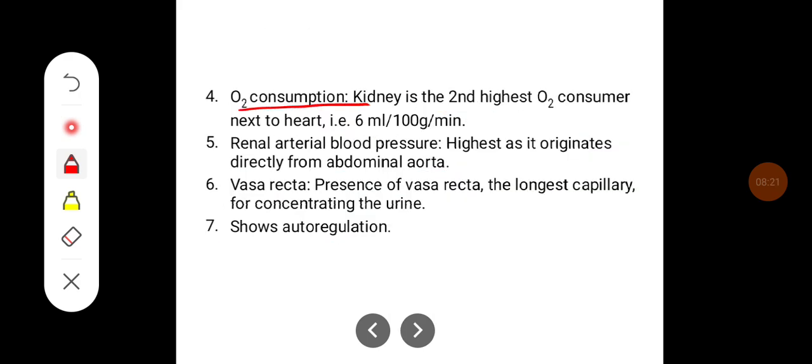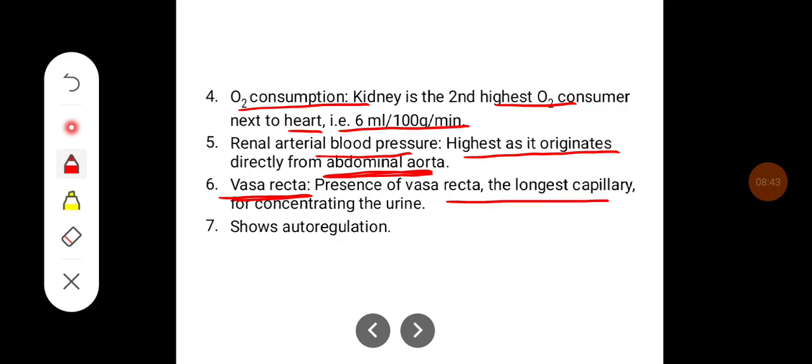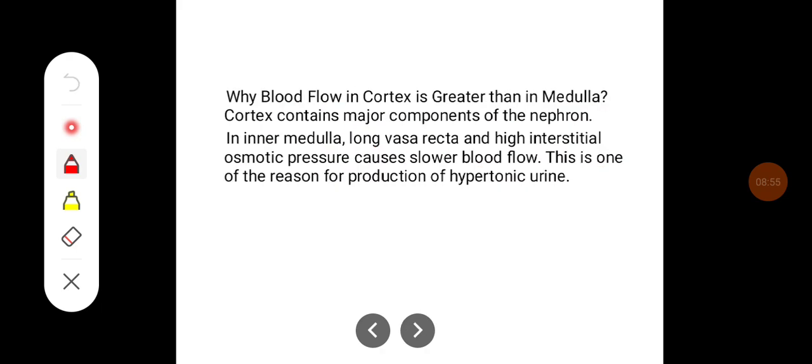Oxygen consumption: kidney is the second highest oxygen consumer next to the heart itself. That is, it consumes 6 ml per 100 gram per minute. Renal arterial blood pressure is the highest as it originates directly from the abdominal aorta. Then they have specialized structures called vasa recta, the longest capillaries, and they are important for the concentration of the urine. And the renal blood flow shows autoregulation.